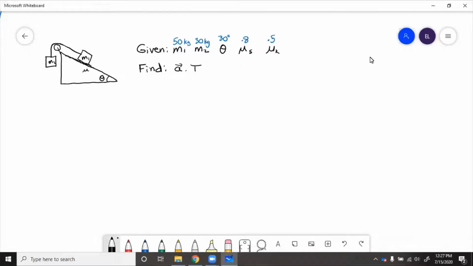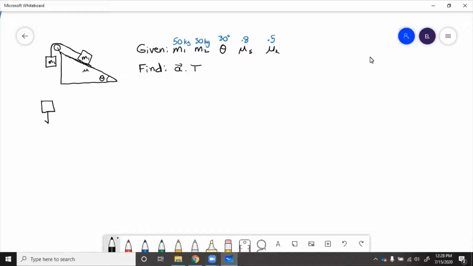In this example, we have a block on a plane connected to a hanging block by a rope over a pulley. We're given the masses of the blocks, angle of the plane, coefficients of static and kinetic friction, and we need to find acceleration of the blocks and tension on the rope. So we'll start by drawing free body diagrams.